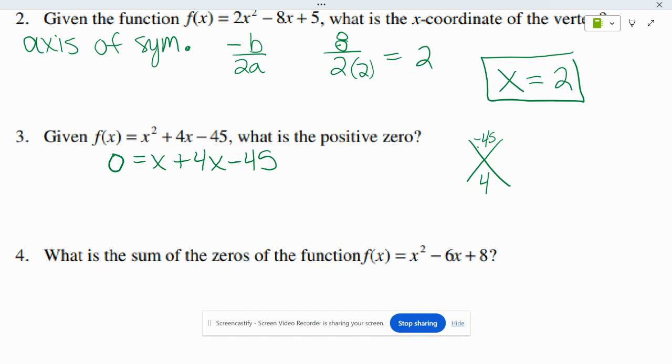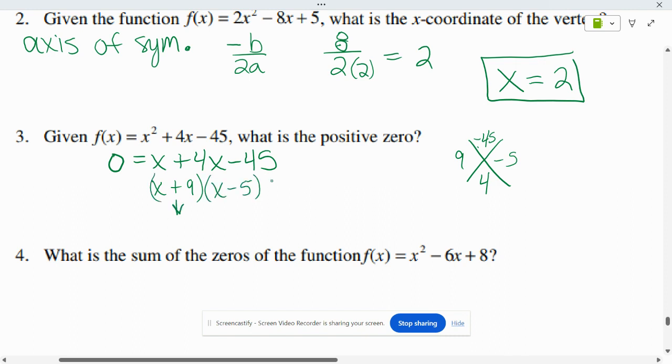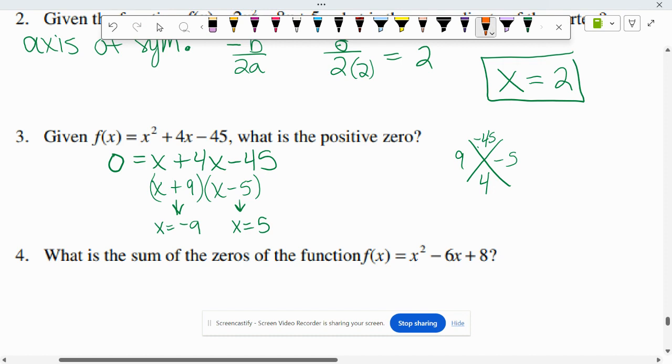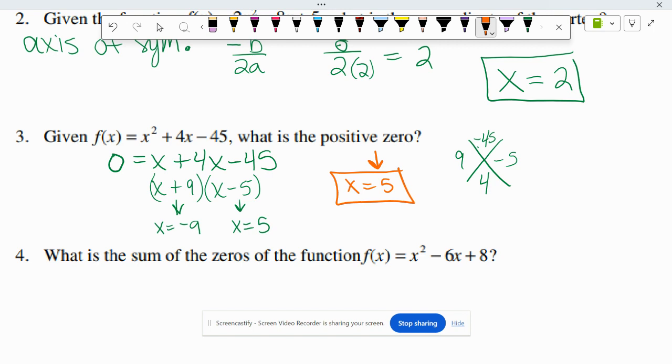What do you got, Jacob? +9 and -5. So this factors to x plus 9 times x minus 5. This is going to give me a -9. This is going to give me a +5. I want to know what the positive zero is. So my zero is x equals 5.